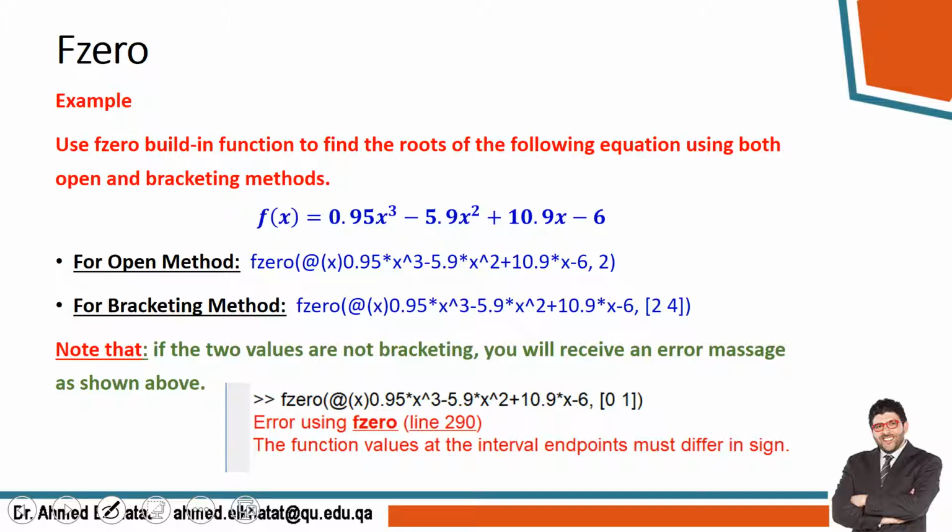Use the fzero built-in function to find the root of the following equation using both open and bracketing methods. For the open method, fzero and then we put the equation, comma 2. For the bracketing method, 2 and 4. Of course, the intervals will be given in the questions. But if, for example, instead of 2 and 4, we put 0 and 1, the function values have the same sign, so the error will appear using fzero: the function values must differ in sign.